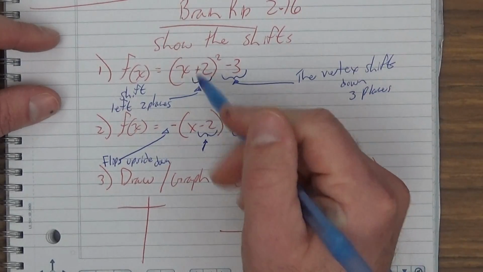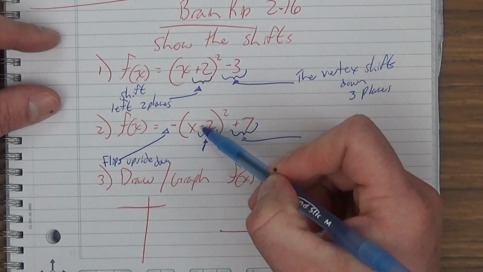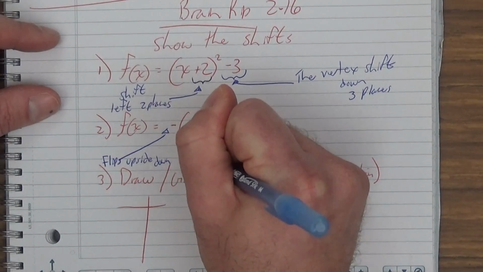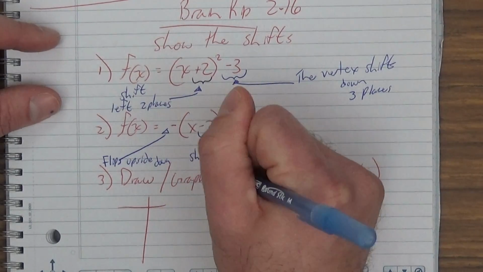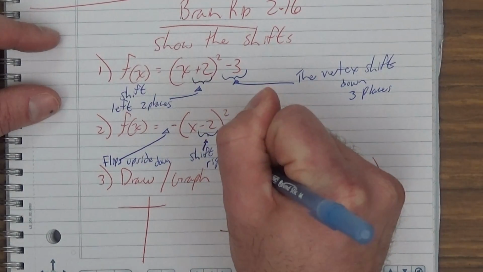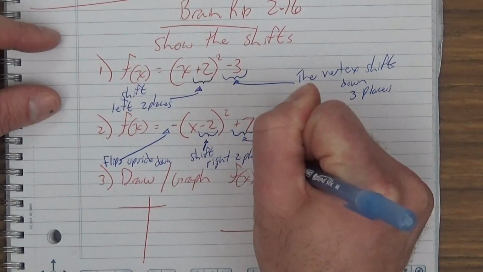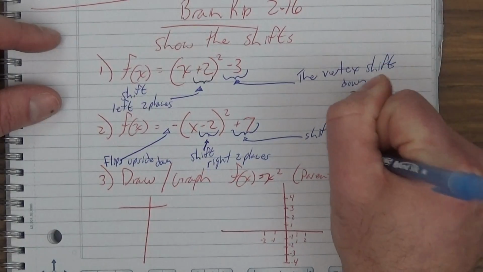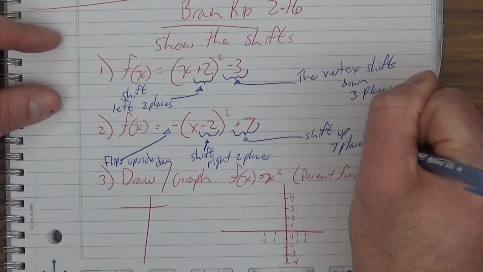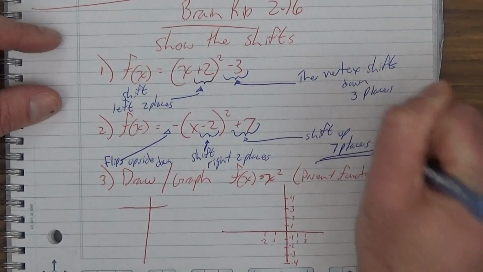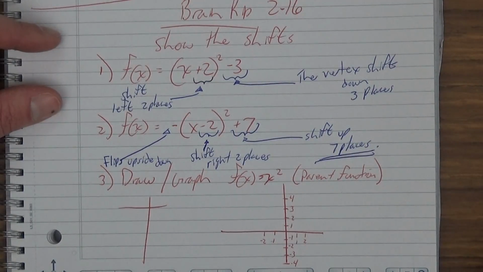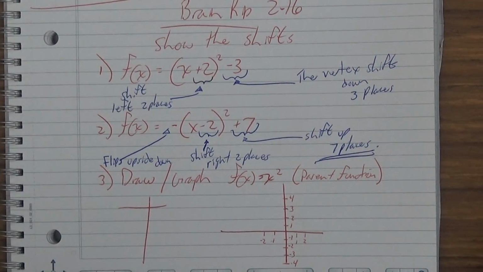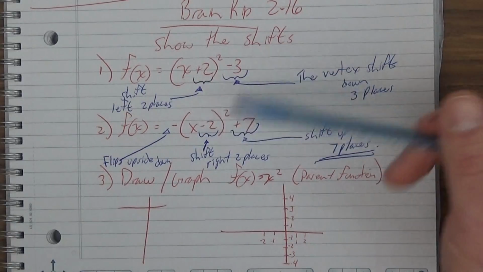This negative 2, because it's the opposite, shifts the vertex to the right 2 places. And this shifts up 7 places. So that's just like the homework, just like what we've been talking about. We have all these different shifts.